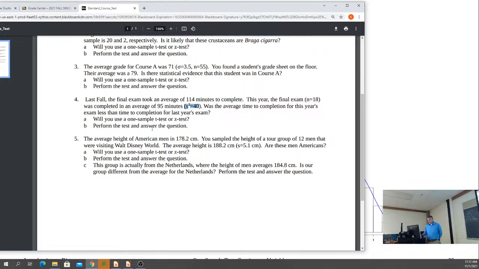Then, number 5, average height of American men. So this is our population. We have a sample of 12 men with an average height and a sample standard deviation. So a t-test or z-test?